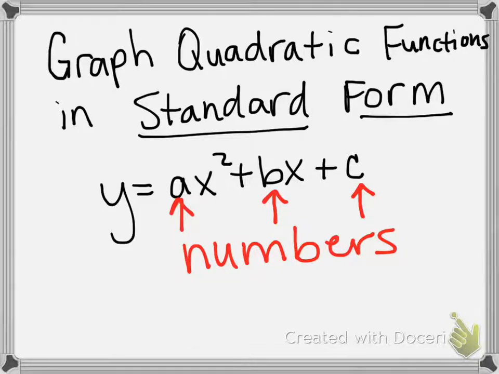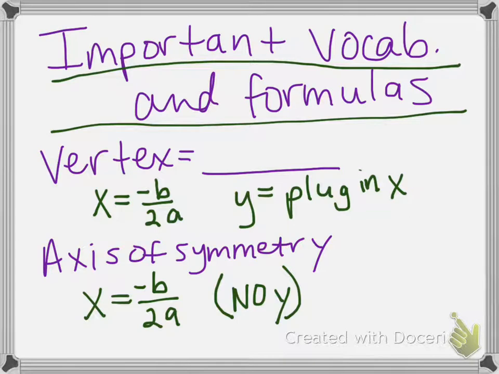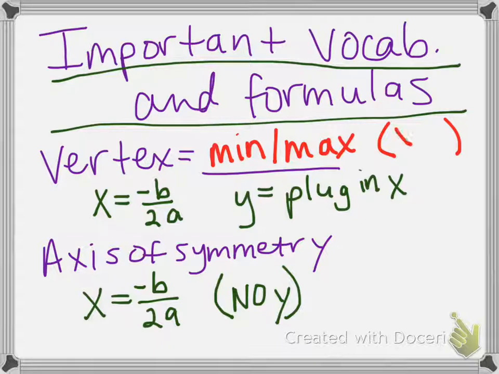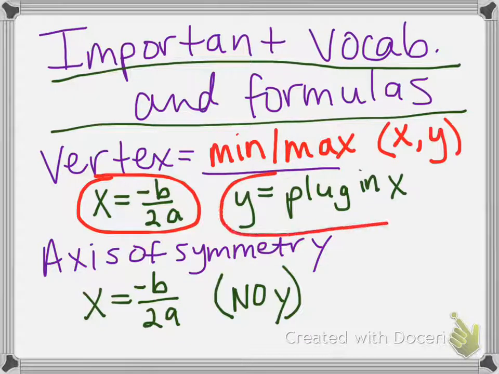So here's some important vocabulary and some formulas. The vertex is the lowest or highest point. It's either the minimum or the maximum of your graph, and it's always a coordinate point. So you're going to have an x value and a y value. To find the vertex, we're going to use this formula, x equals negative b divided by 2a. And to find the y value that goes with it, you're going to plug that x value back into the original equation.